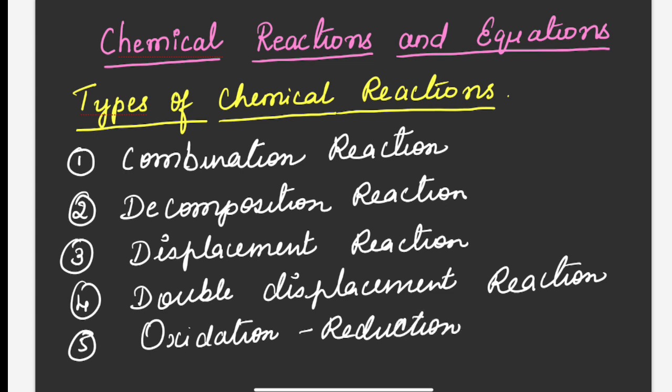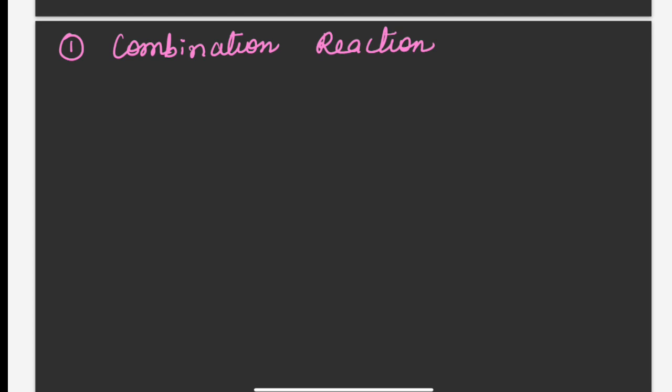So these are the 5 types of chemical reaction you have to learn in this chapter. In this video, we are going to study each reaction with one example. In the next video, each reaction we are going to study in detail with a lot of examples. So now let us start the first reaction, which is combination reaction.